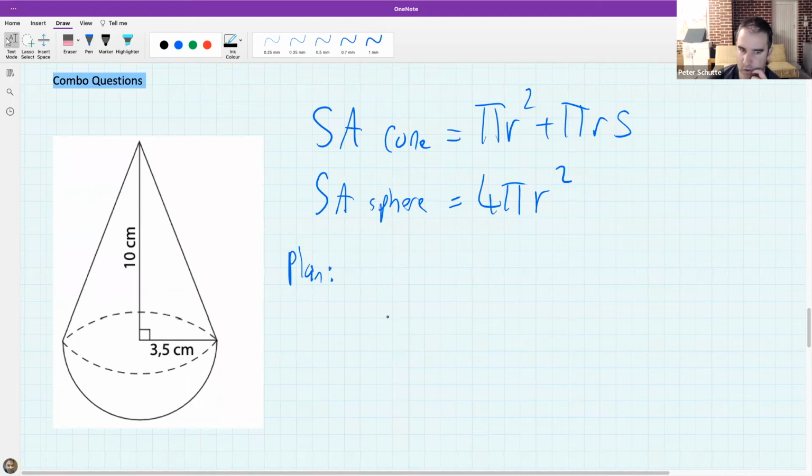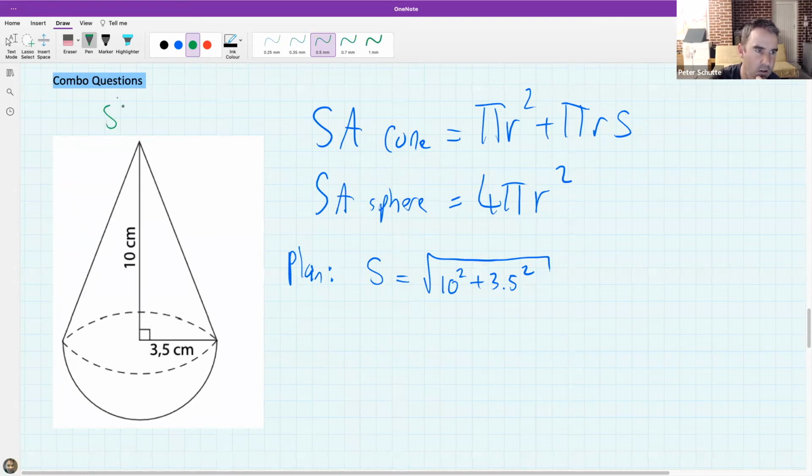So first of all, we need the slant height, and for the slant height we would use Pythagoras, and we would go 10 squared plus 3.5 squared. Now, if you're unsure as to how I'm getting this, remember, you can write it out the long way with Pythagoras. That's not wrong. I'm just using the shortcut. So, s squared equals 10 squared plus 3.5 squared. I've just jumped the step where I get the s all by itself.